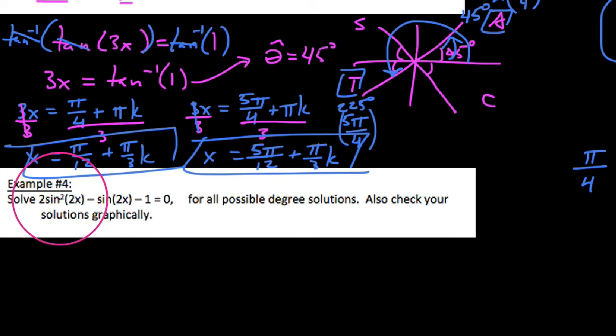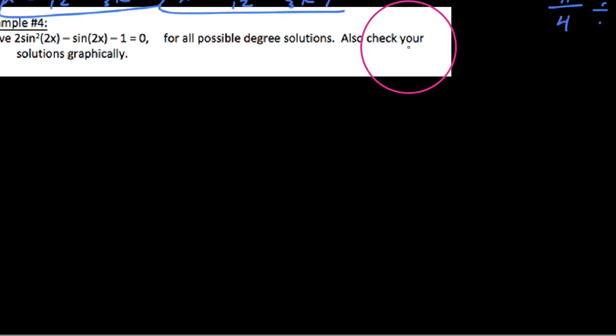Okay, so let's take a look at now example number 4. Very similar to number 3, and then we need to get the trig function by itself, except I noticed that I have a sine squared and I have a sine. So sine squared 2x and a sine 2x. What we're going to try to do here is we're going to factor this.